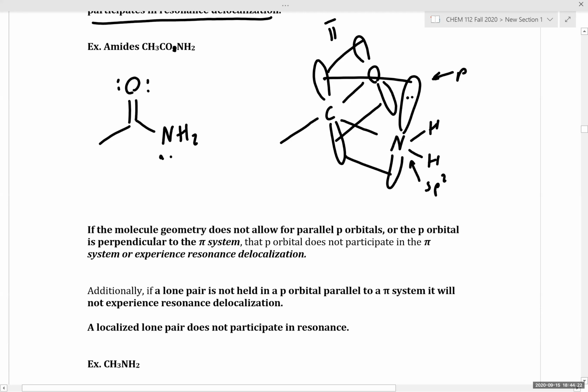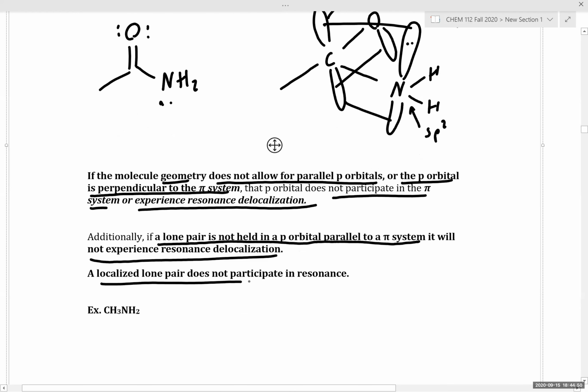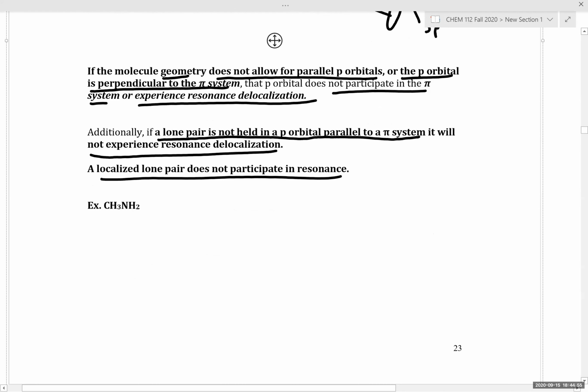Now, if the molecule's geometry does not allow for parallel p orbitals, or if the p orbital is perpendicular to the pi system, the p orbital does not participate in the pi system or experience resonance delocalization. Additionally, if a lone pair is not held in a p orbital parallel to a pi system, it will not experience delocalization. A localized lone pair does not participate in resonance.